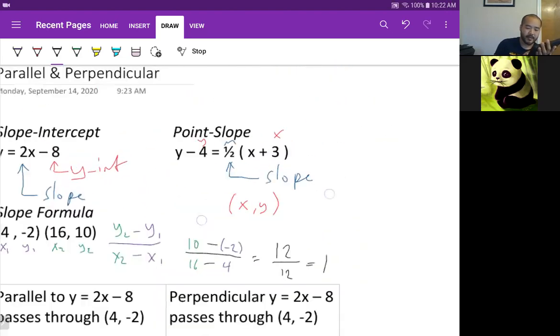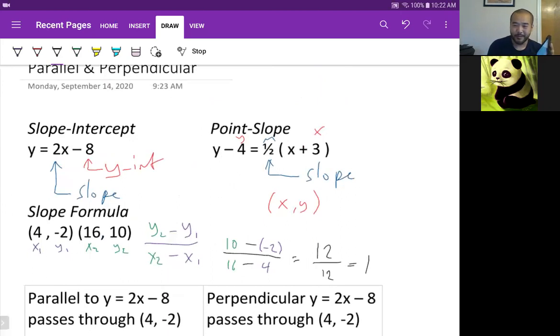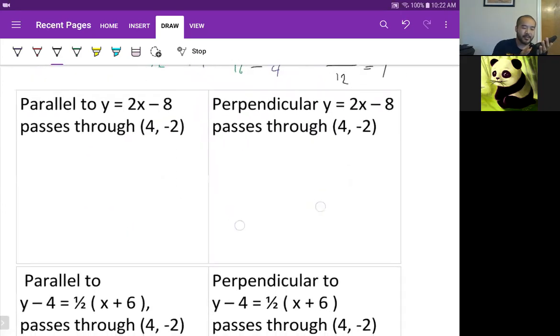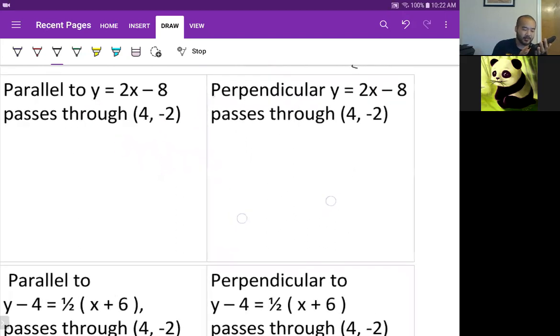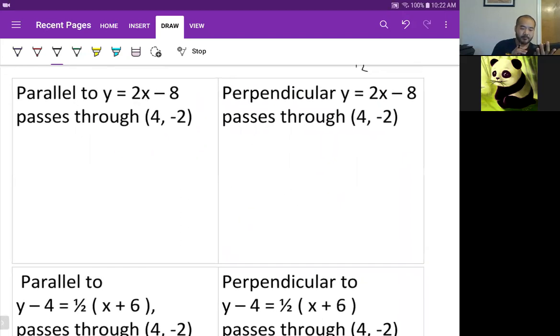So those are kind of your basics. These are things that we were hoping you already knew how to do. Let's go over some of the examples for the last 8 problems on your classwork.